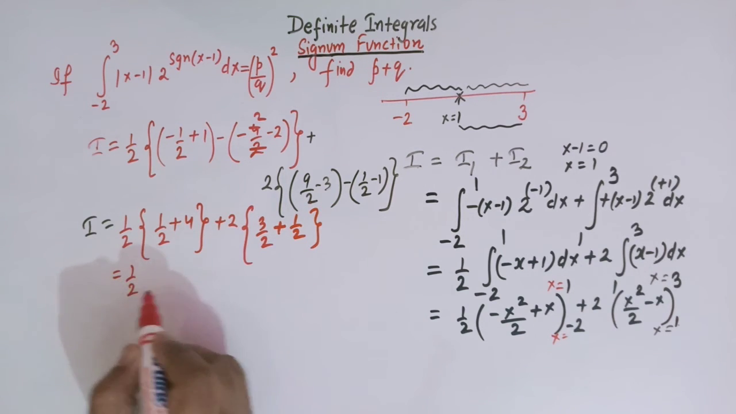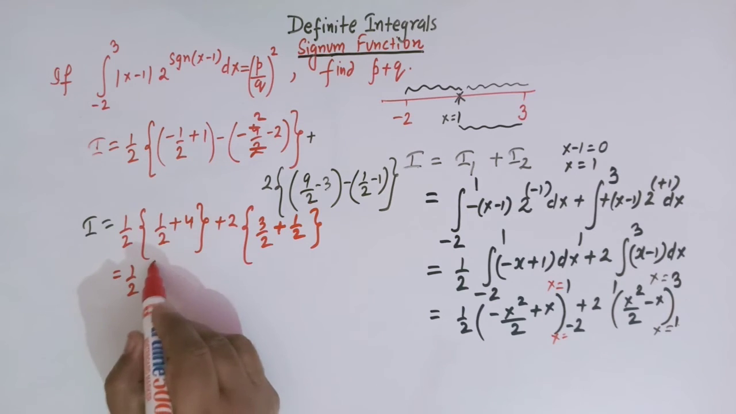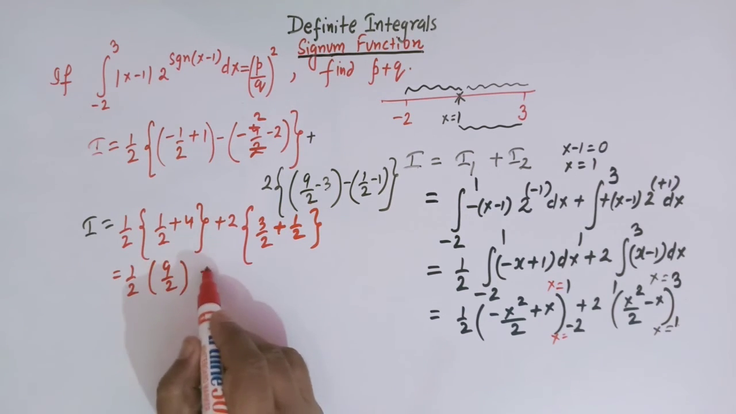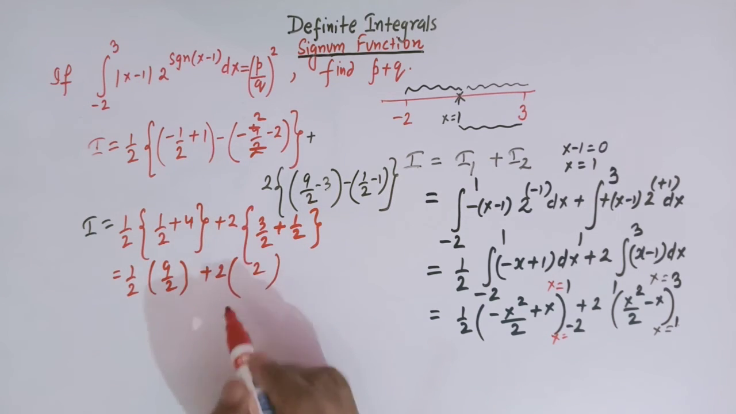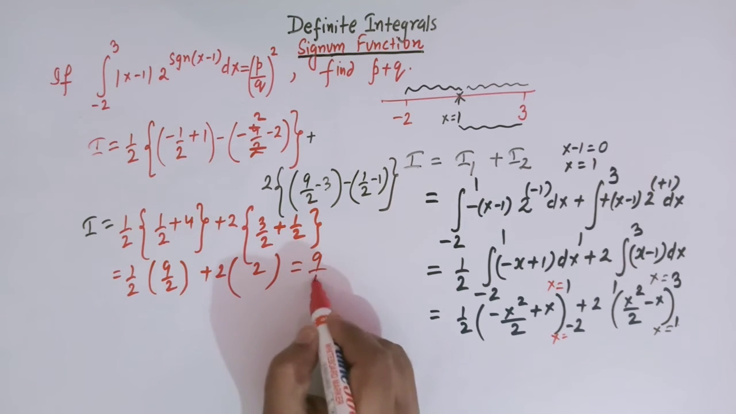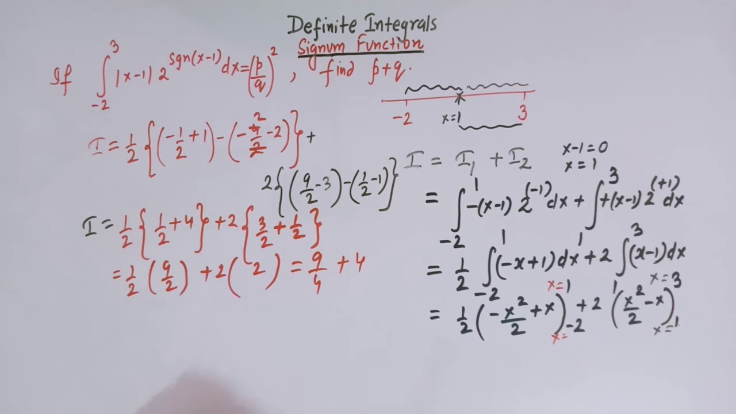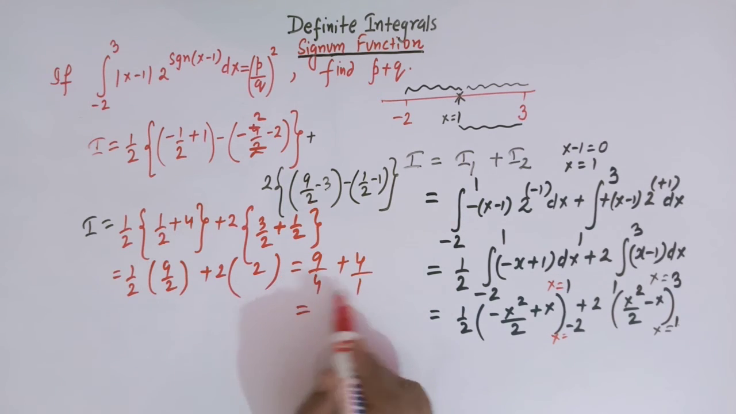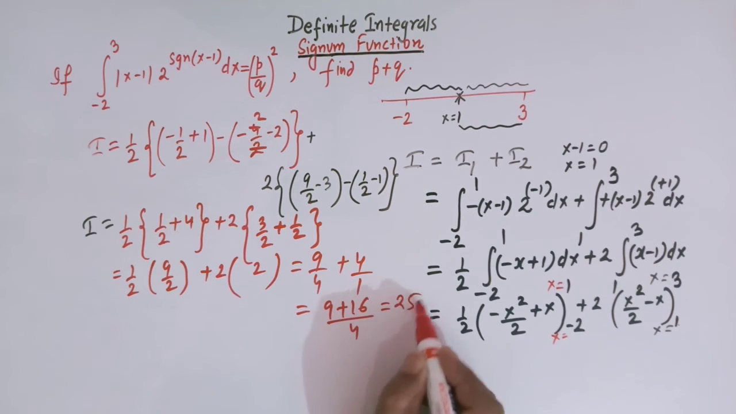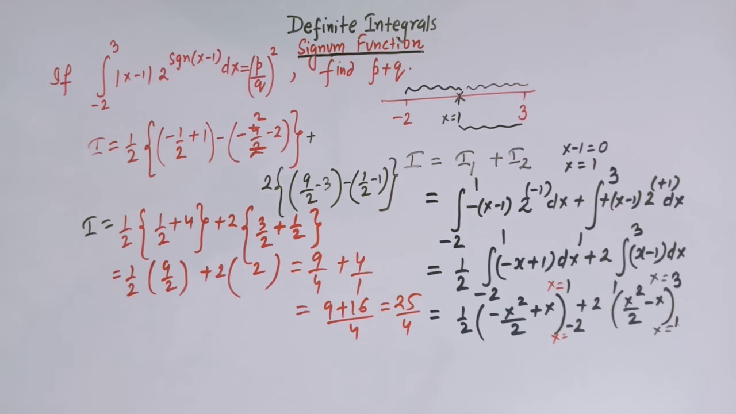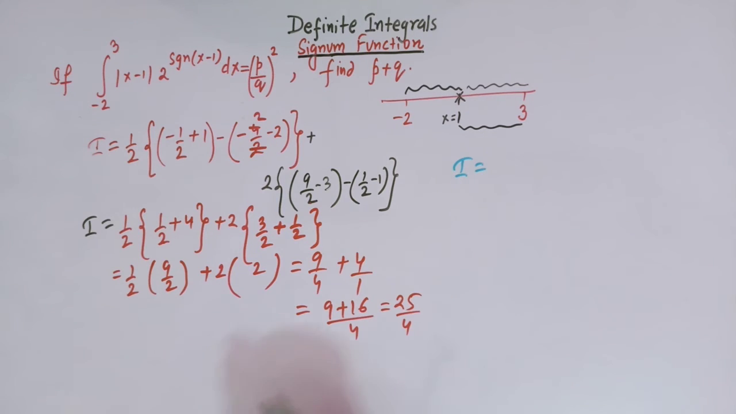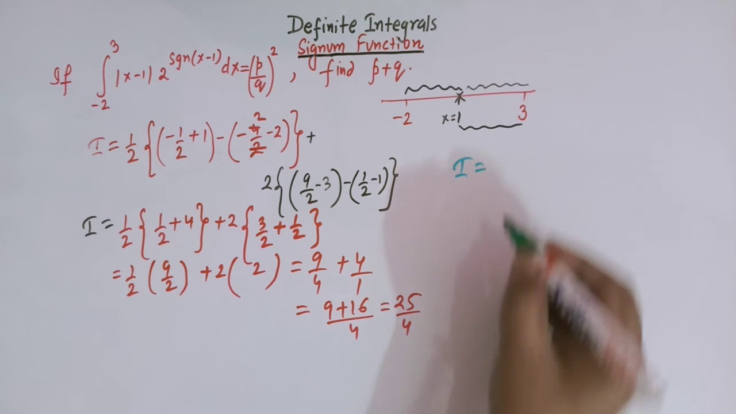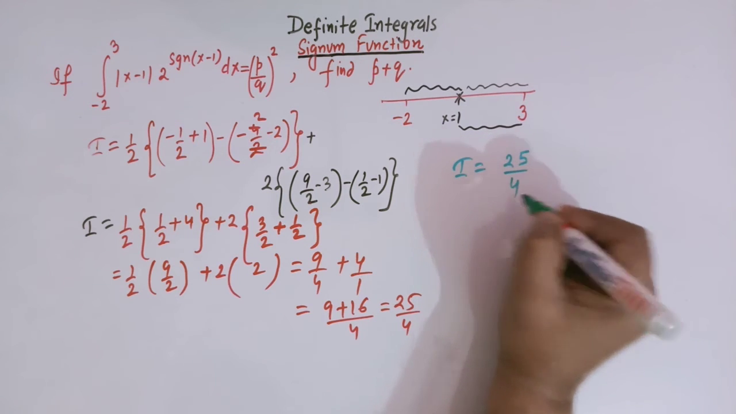So now this is half, this is 8 plus 1, 9 over 2, and this is 2 times 3 plus 1, 4 over 2, that is simply 2, and this is 9 over 4 plus 4, and if we take the LCM, then we have 9 plus 16 over 4, that is 25 over 4, right? So now viewers, we have obtained the value of this integral as 25 over 4, right?